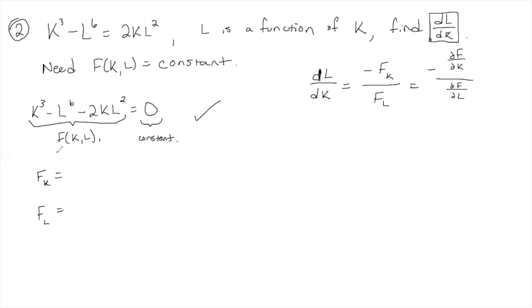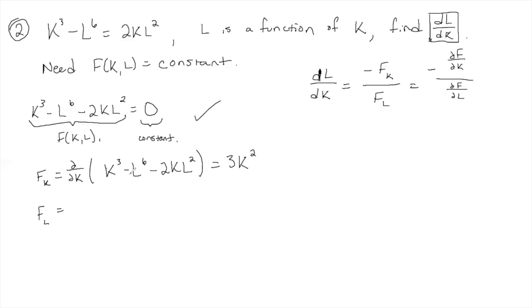All right, this shouldn't be too hard. F sub k is 3k squared. It affects this k cubed because, of course, we're taking a derivative with respect to k, and I will actually, let me write out one more step here. Derivative with respect to k of k cubed minus l to the 6th minus 2kl squared. Okay, so this is just a function of k, so we get 3k squared, just like a normal derivative.